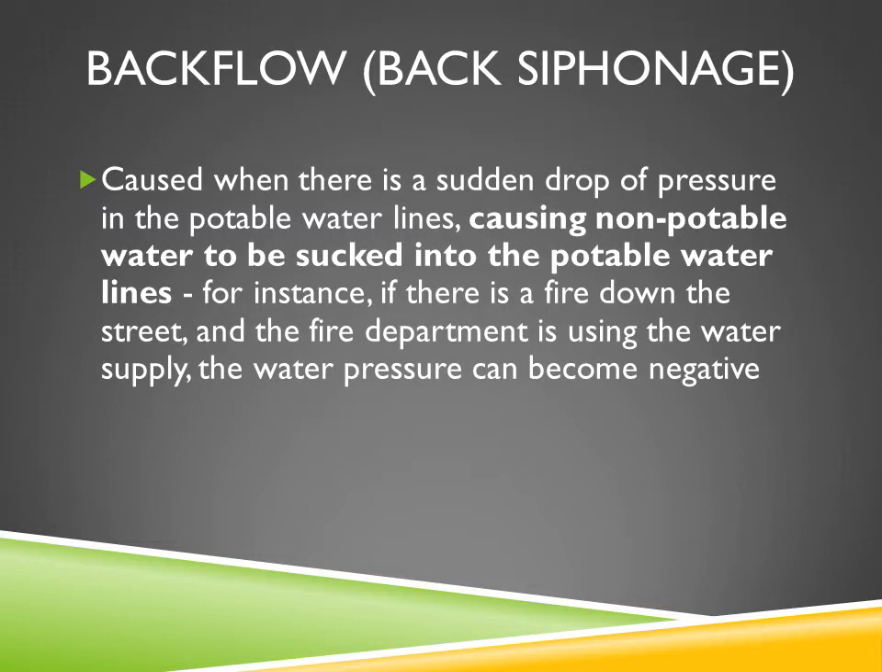We're going to discuss a few things related to backflow or back siphonage of water from the dirty water back into the clean water lines. So first we need to talk about what backflow is, and then we'll figure out how to keep it from happening. So backflow, or sometimes called back siphonage on the tests and elsewhere, is caused when there's a sudden drop of pressure in the potable water lines, drinking water, right, which causes non-potable water to be sucked into the potable water lines. For example, if there's a fire down the street and the fire department is using the water supply, the water pressure can become negative.